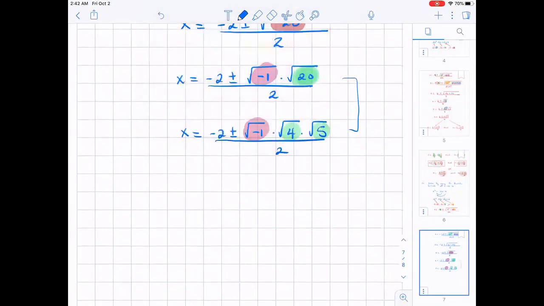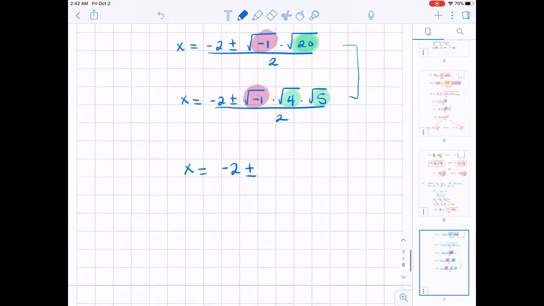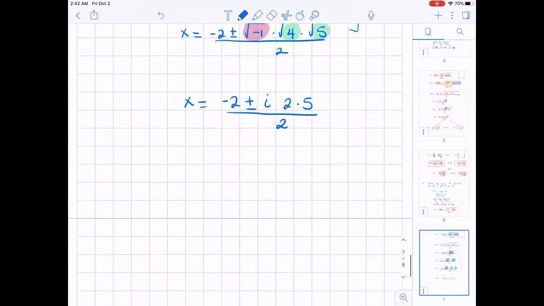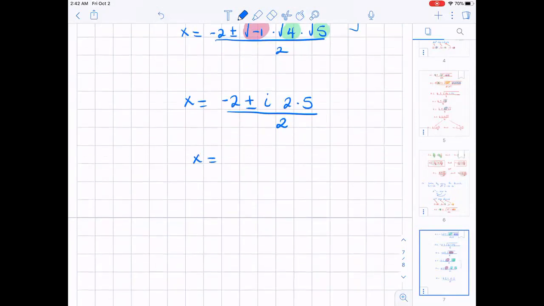So we have now x is equal to minus 2 plus or minus the square root of negative 1, which is i, and then the square root of 4 is 2, times 5 over 2. And usually we write that as minus 2 plus or minus, okay, this should be square root of 5, 2i root 5 over 2, because they all have multiplication, right? Order doesn't matter.